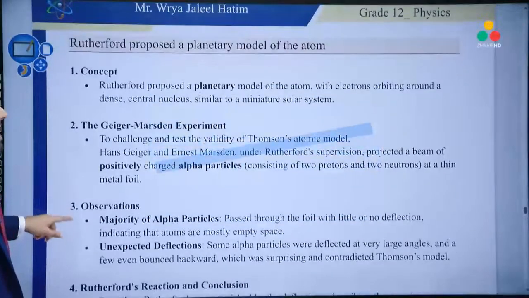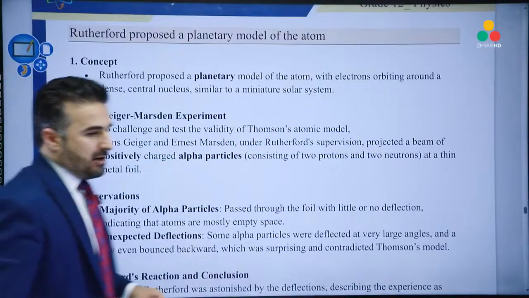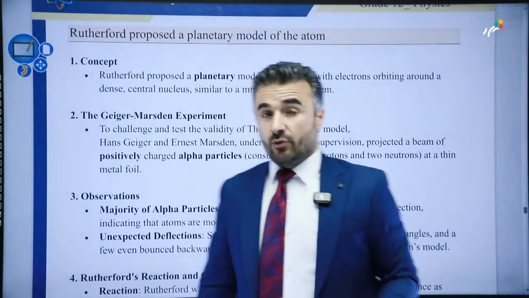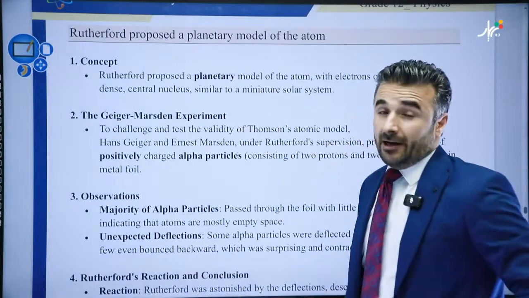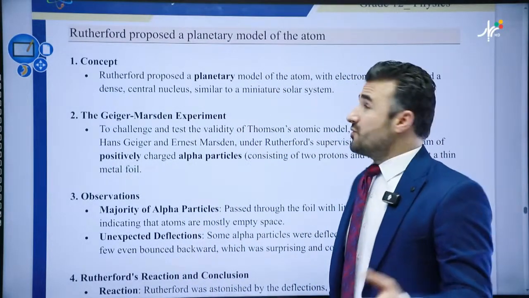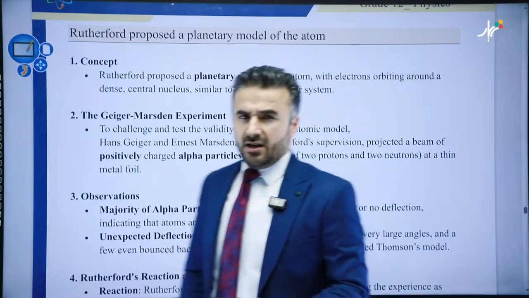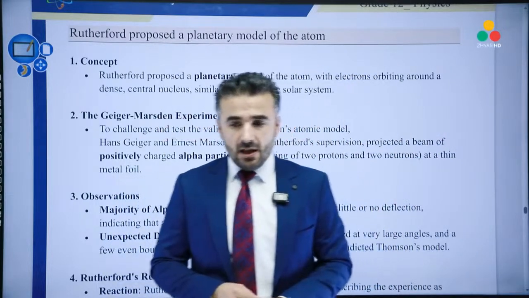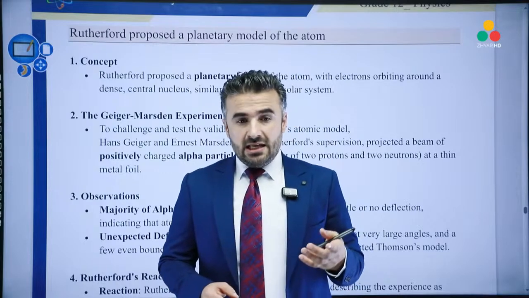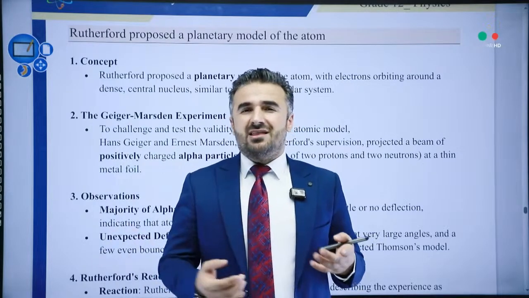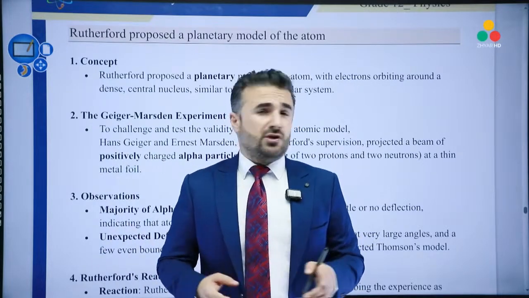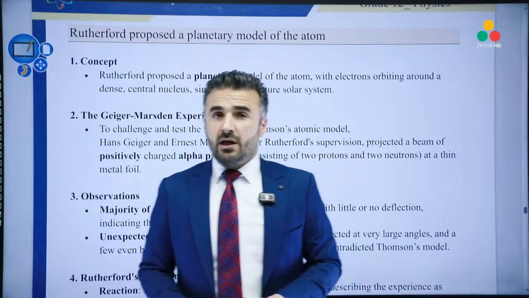And of course, now we have another theory about the atom, which is Rutherford's theory. So what did Rutherford propose? He proposed a planetary model of the atom. He said that electrons revolve around the nucleus inside atoms just like planets revolve around the sun.